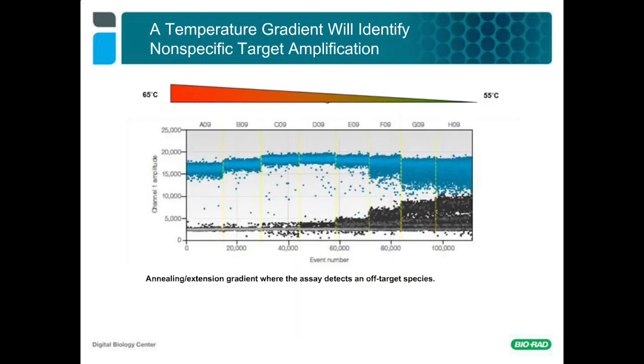In this next example, I show a temperature gradient that reveals a nonspecific product being detected at the lower temperatures. So it is also useful to run a temperature gradient on your assay to ensure specificity, especially with EvaGreen assay designs, because they do not have the added specificity provided by the probe as with TaqMan assays.